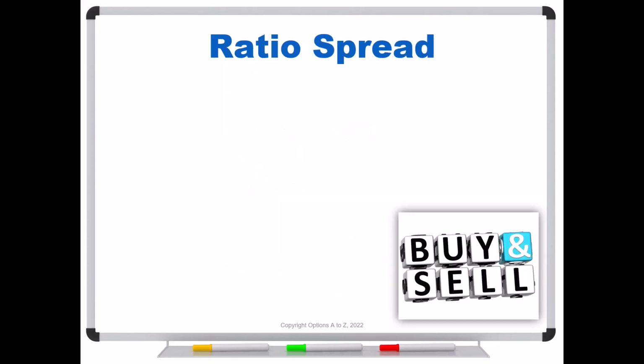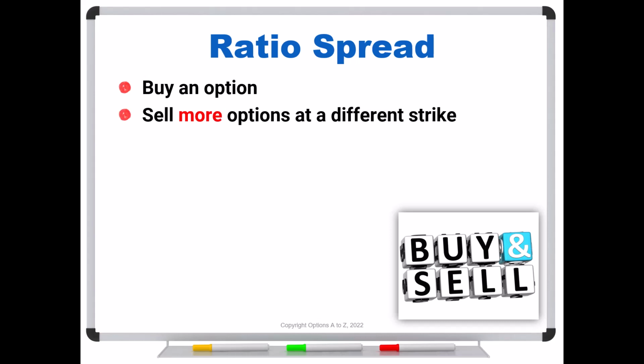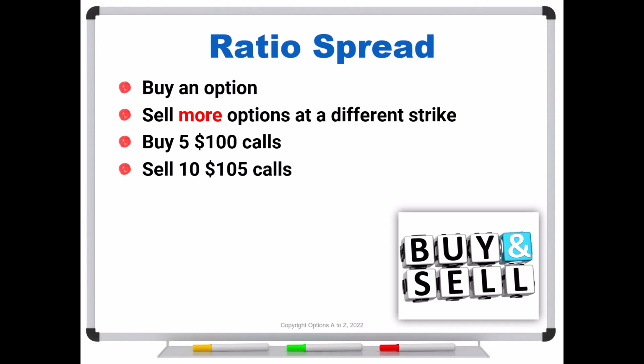So first off, what is a ratio spread? A ratio spread, like all spreads, requires the purchase and a sale, but they're not always in the same ratios. For a ratio spread, we have to use either all calls or all puts, and we're going to buy an option, but sell more options at a different strike. Again, they both have to be calls or puts. For instance, let's say that you buy 5 $100 calls, but you sell 10 of the 105 calls. That is a ratio spread.